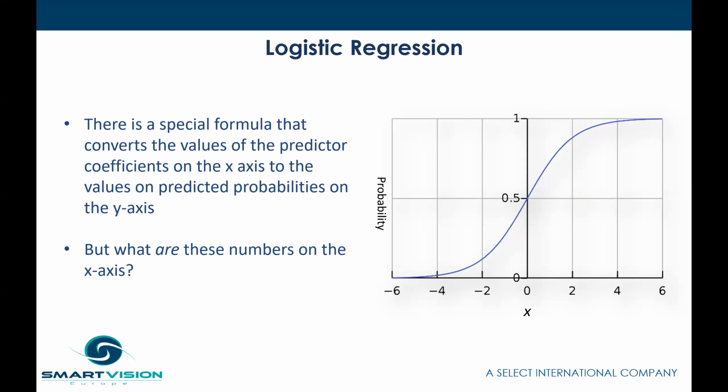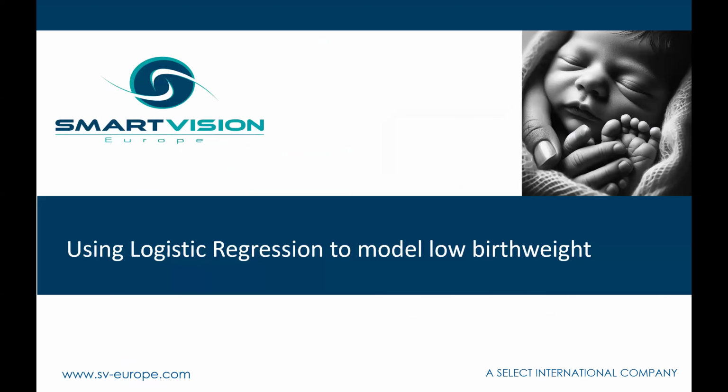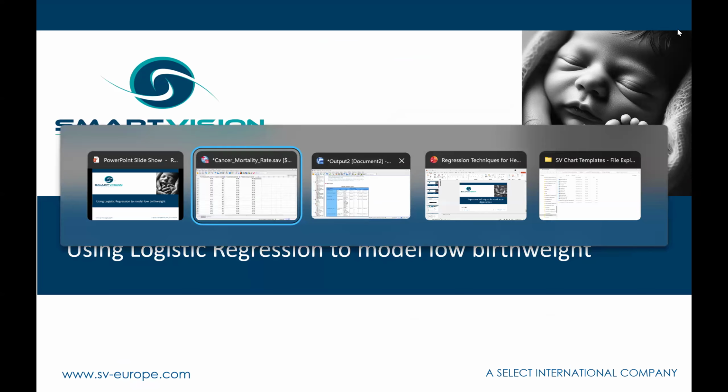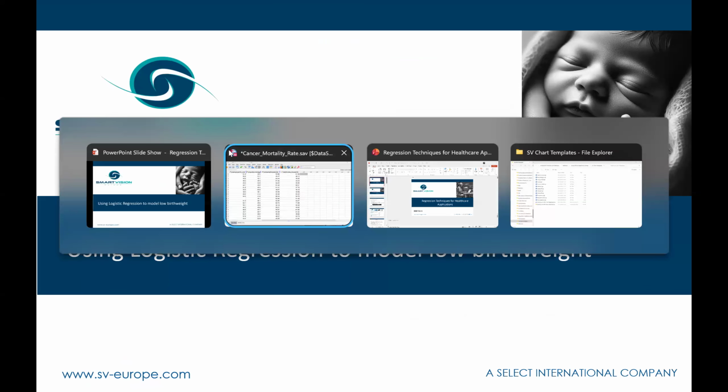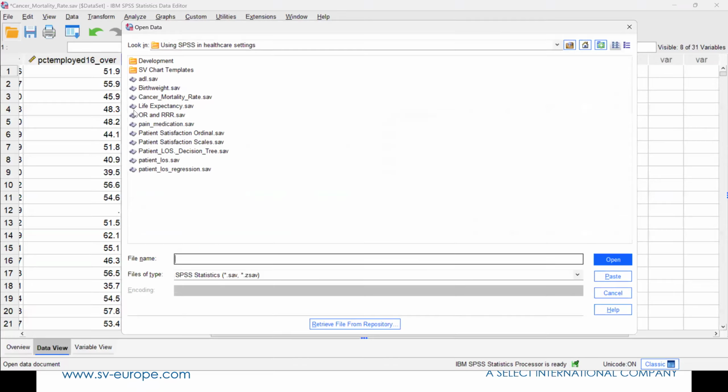But the downside is that the numbers themselves aren't going to be meaningful until you convert them into probabilities. So the numbers themselves are highly abstracted, as we'll see in a moment. So we're going to use logistic regression to model low birth weight. So let's open up a data set. First of all, I'm just going to get rid of that output. Don't want that anymore. Open up a data set here, which relates to low birth weight.